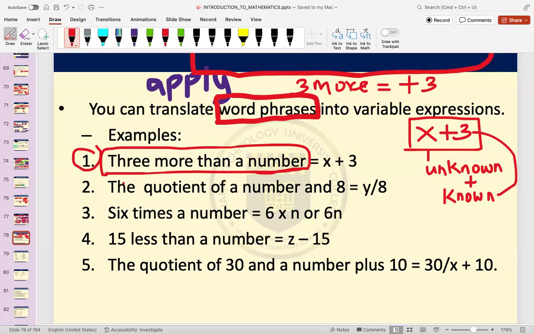Now, second phrase, the quotient of a number and a 8. The quotient of a number and a 8. So the quotient, we don't know the quotient, but they have given us a number.